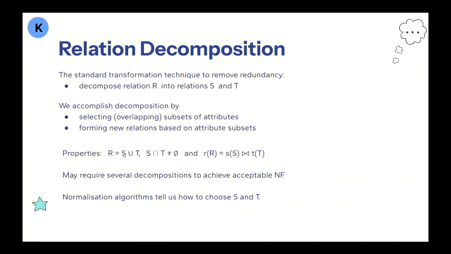the two separated relations should contain all the attributes of R, of the original big schema. And they should have overlapping, because we need to hold the relation between the two subsets. And later on, we will see why we need to hold the relation, why they should have overlaps. And the third one is, this is the symbol for join. So the third one is, when we join the two new relations, they should give us the original table. So this is also important. And we may require several decompositions to achieve an acceptable normal form. And we have some algorithms to tell us how to choose these new tables.